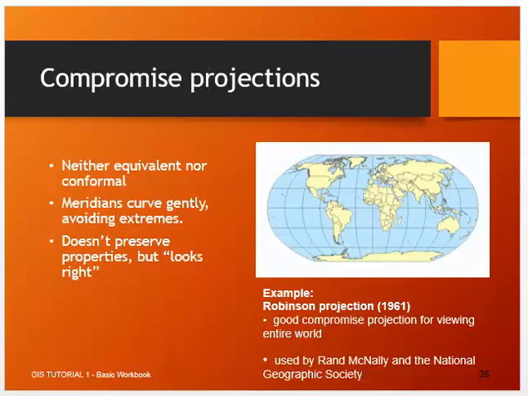So you can come up with a compromise projection here, so you don't get the exaggerated size at the poles. You do get a little bit of a better shape, a little curvature, but it doesn't preserve everything, but it just looks right. You look at it and you think, oh yeah, that looks good.